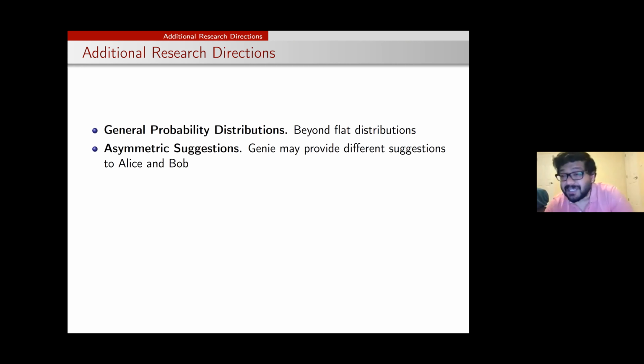What if the Genie does not provide the same suggestion Z to both Alice and Bob? What if the Genie provides Z subscript A to Alice and Z subscript B to Bob?